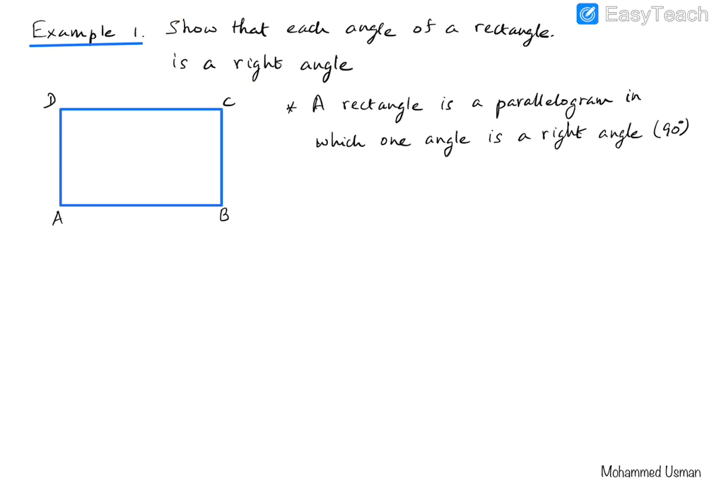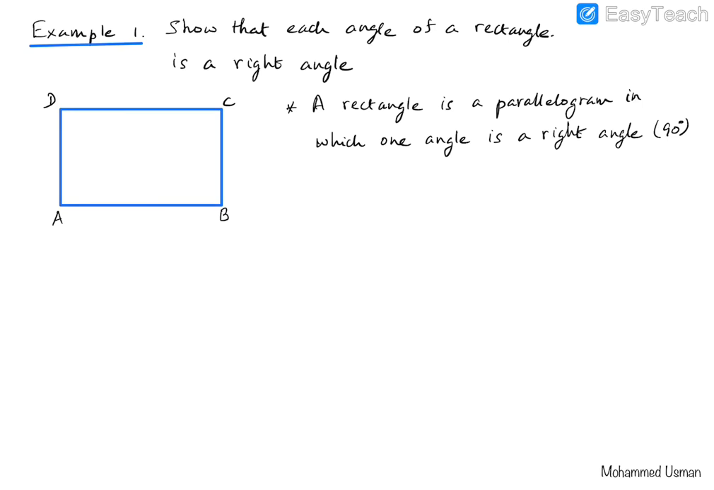The first example states the question is that we have to show that each angle of a rectangle is a right angle. So we have a rectangle here, and we have to show that all the four angles in the rectangle are right angles. So we want to show that all the angles in the rectangle are 90 degrees in this example. So since this is a rectangle, we know that one of the angles is 90 degrees.